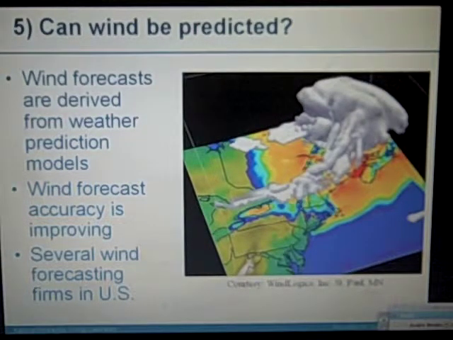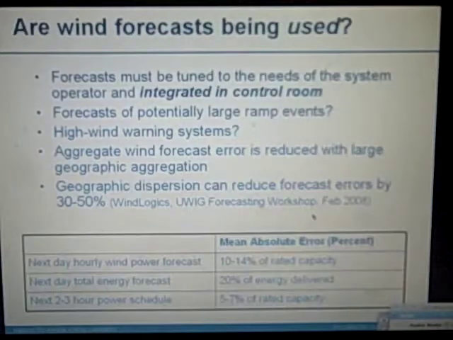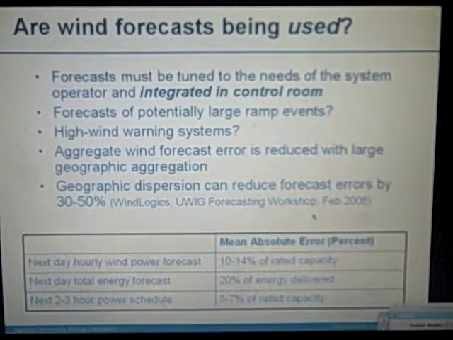You can get sort of an idea of the overall forecast accuracy. And this depends upon where you are. The geography in the U.S. is pretty distinct in different parts of the country, and the forecasting can be more challenging in some locations than in others. But if you see the table here, the next day hourly wind power forecast, typically you get a 10 to 14% mean absolute error as a percentage of rated capacity. The next day total energy forecast, usually within about 20% of the actual energy delivery, and the next 2 to 3 hour power schedule, typically 5 to 7% of the rated capacity of the wind plant.